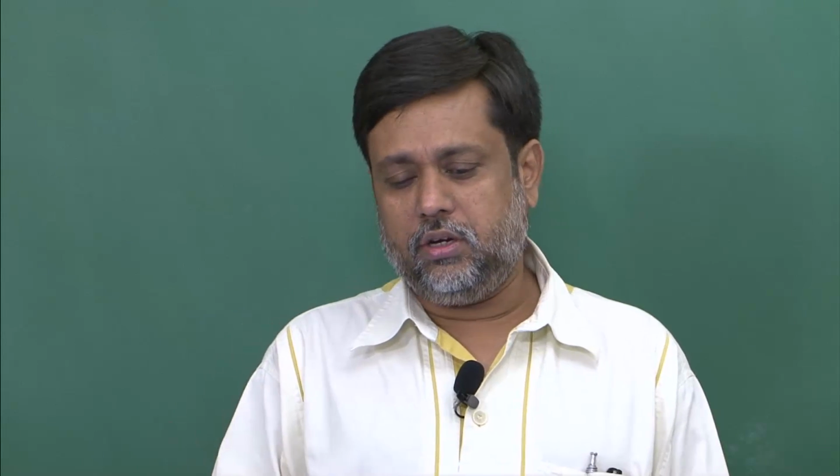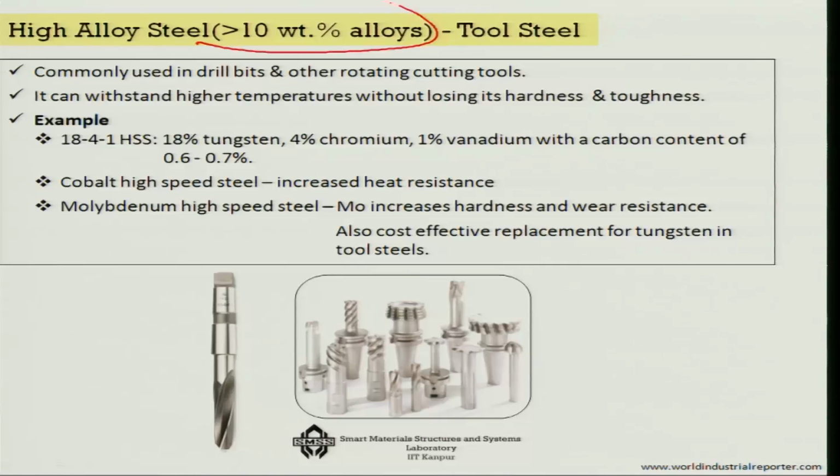If the alloy percentage itself increases to greater than 10%, for example for drill bits and other rotating cutting tools, you can withstand higher temperature without losing the hardness and toughness. For example, the high speed steel like 18-4-1 means it has 18% tungsten, 4% chromium and 1% vanadium, and a carbon content of about 0.6 to 0.7.